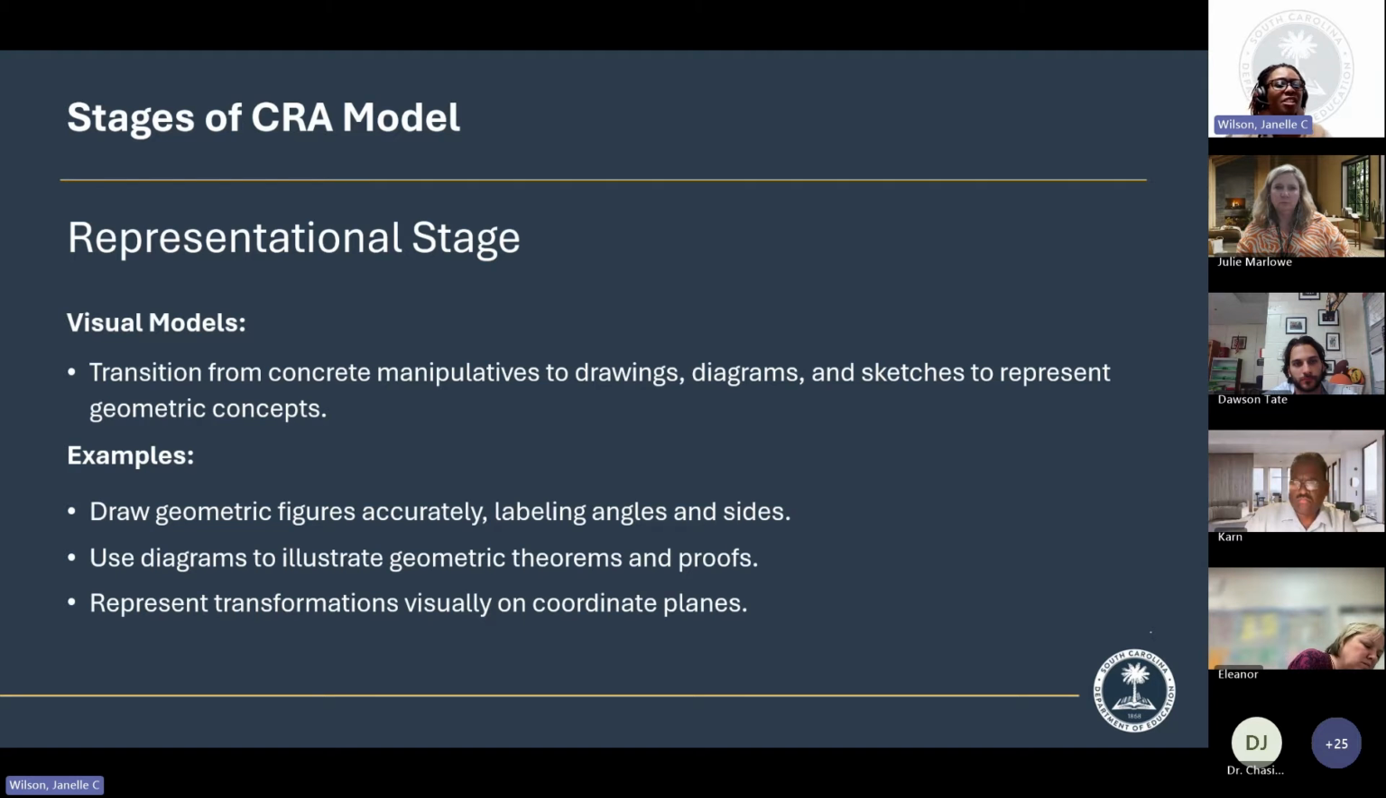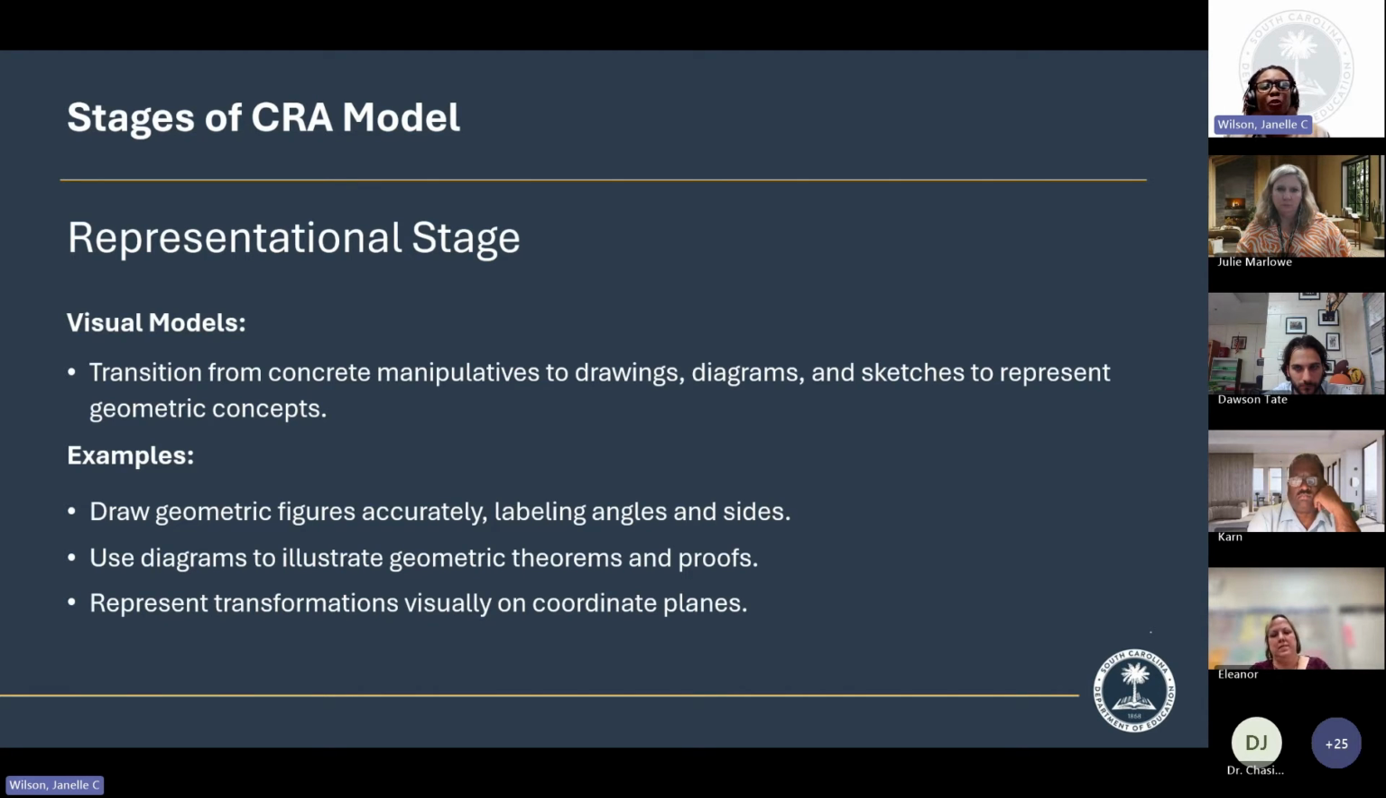All right. So they would be drawing geometric figures, accurately labeling angles and sides, using diagrams to illustrate geometric theorems and proofs, and representing transformations visually on coordinate planes. So we're drawing, we're using diagrams and illustrating, we're representing. So this is what the representational stage is.